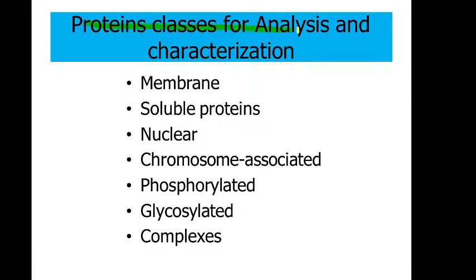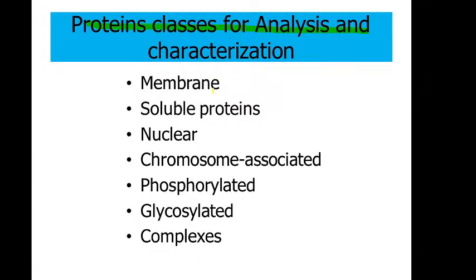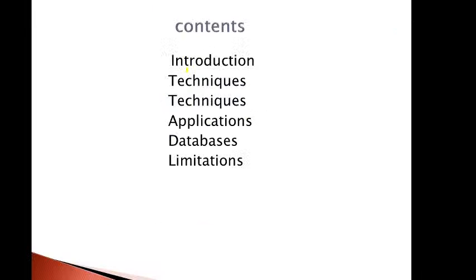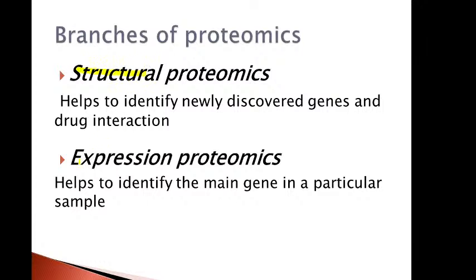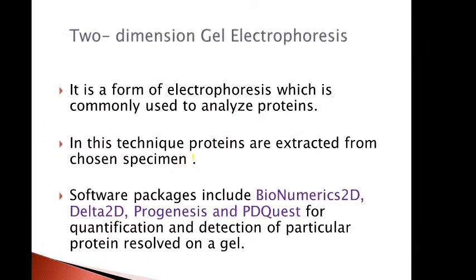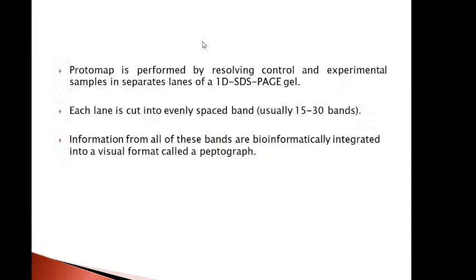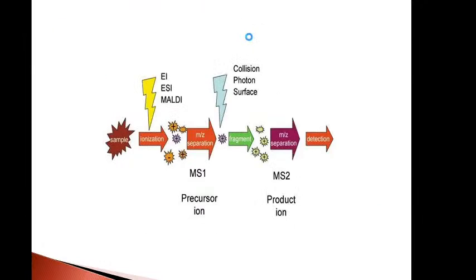Then protein classes for analysis and characterization. We have membrane proteins, soluble proteins, nuclear proteins, so many different types of proteins. So we have to analyze all those proteins, and we have to do the separation of all those proteins. So this is again the same thing. We have structural proteins, we have expression proteins. These are the techniques which are there. 2D gel electrophoresis is there, and then we have mass spectrophotometer. I will not discuss these things.